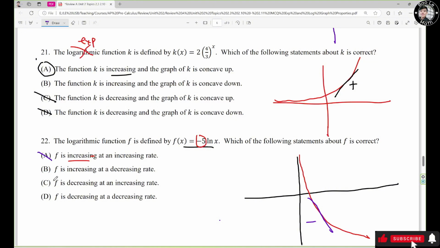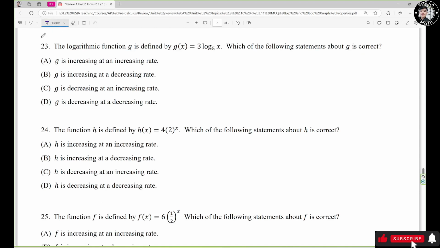So you need to eliminate A and B. Now, look at the rate of change. Because the function is concave up, right? So the rate of change is increasing, right? So this could be C right here. Now let's move on to question 23. The logarithmic function g is defined by g of s equals 3 times log base 5 of s, right?